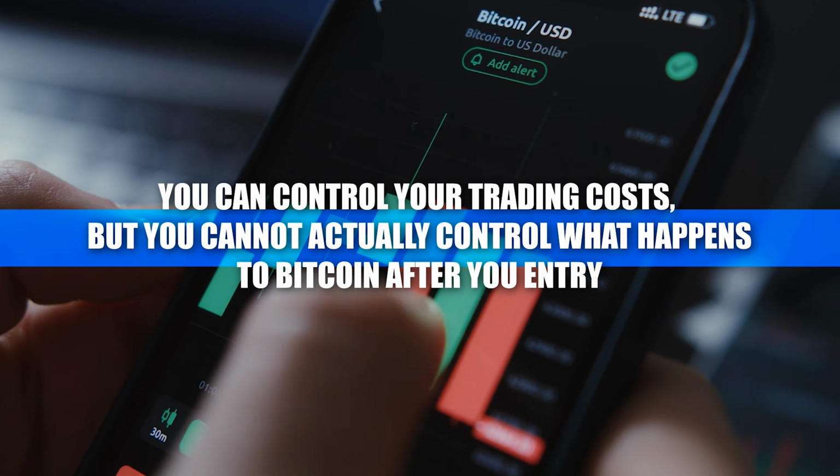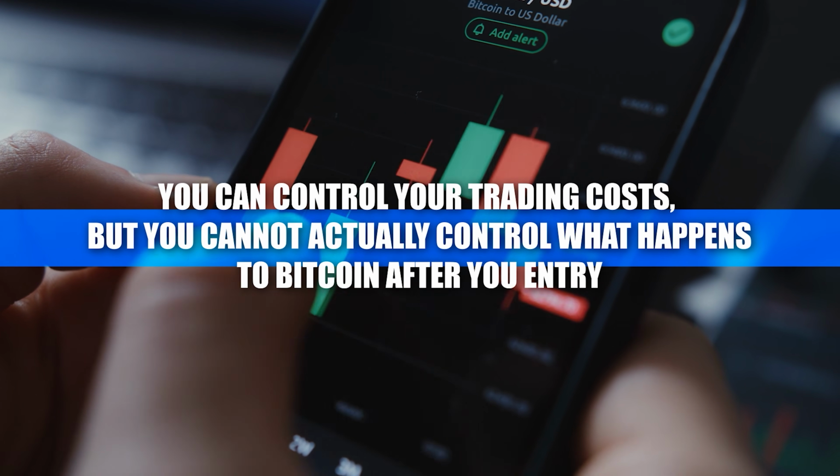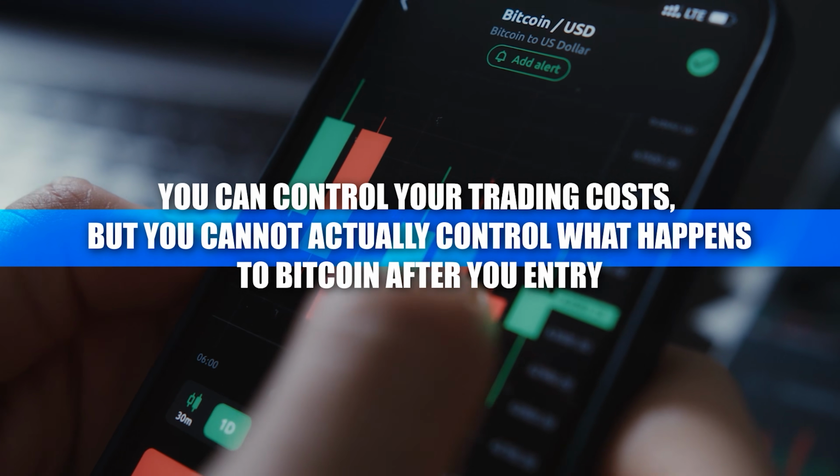So now let's connect WEEX to what we have discussed earlier. Before trading here or any other exchange, I would want to understand what I am paying when I enter, what I am paying when I exit. If I am holding a futures position, how does funding work? And what happens to my execution if I use market orders instead of limit orders? I know this might sound boring compared to finding the next 10x coin, but these are exactly the boring details that a serious trader should understand. Because you can control your trading costs, but you cannot actually control what happens to Bitcoin after you enter.